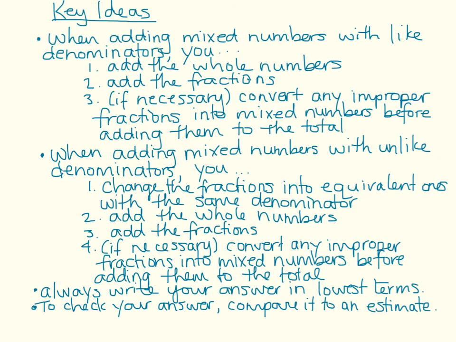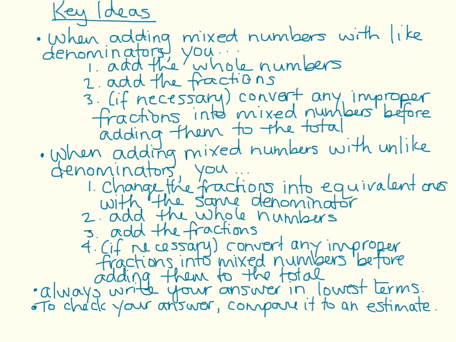Here are the key ideas for this lesson. When you're adding mixed numbers with like denominators, you add the whole numbers and then the fractions. If when you add the fractions you end up with an improper fraction where the numerator is larger than the denominator, convert it into a mixed number before adding it to the total.